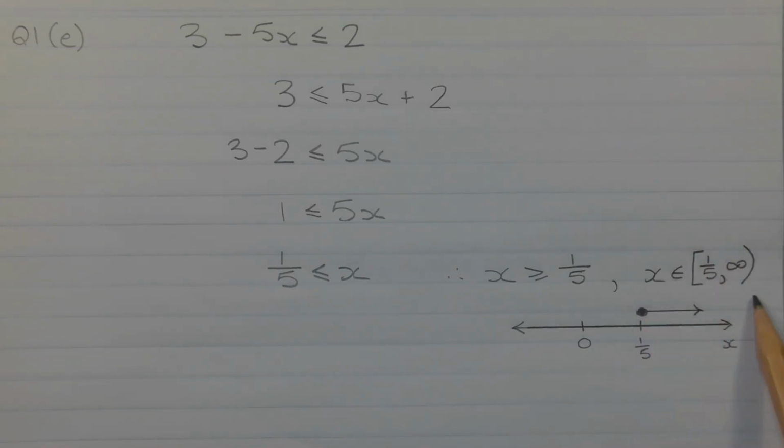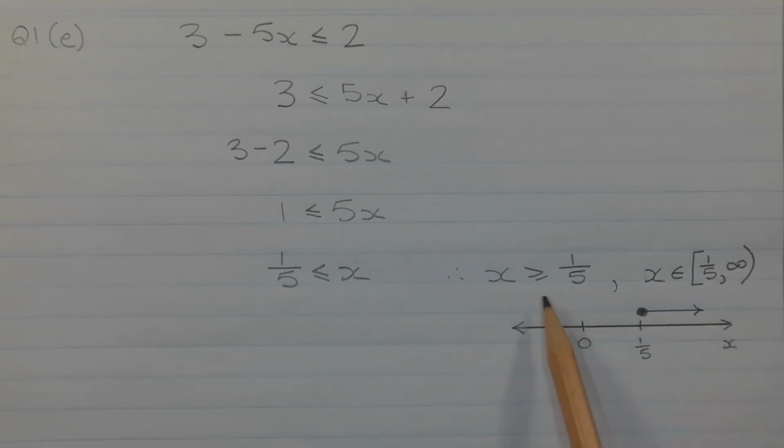Here is the solution shown using interval notation. The symbol after the x, the stylized e, means an element of. Now the opening square bracket and the 1 over 5 means x can equal 1 over 5, and the infinity with the closing round bracket means x can take on all values above 1 over 5 as well. So this is equivalent to x greater than or equal to 1 over 5. So the way we read this is x is an element of the set of all real numbers greater than or equal to 1 over 5.